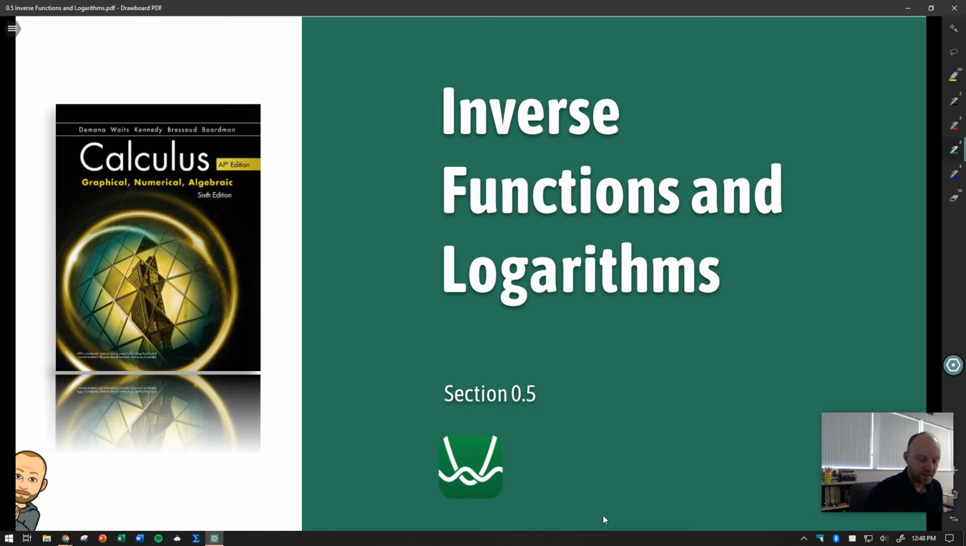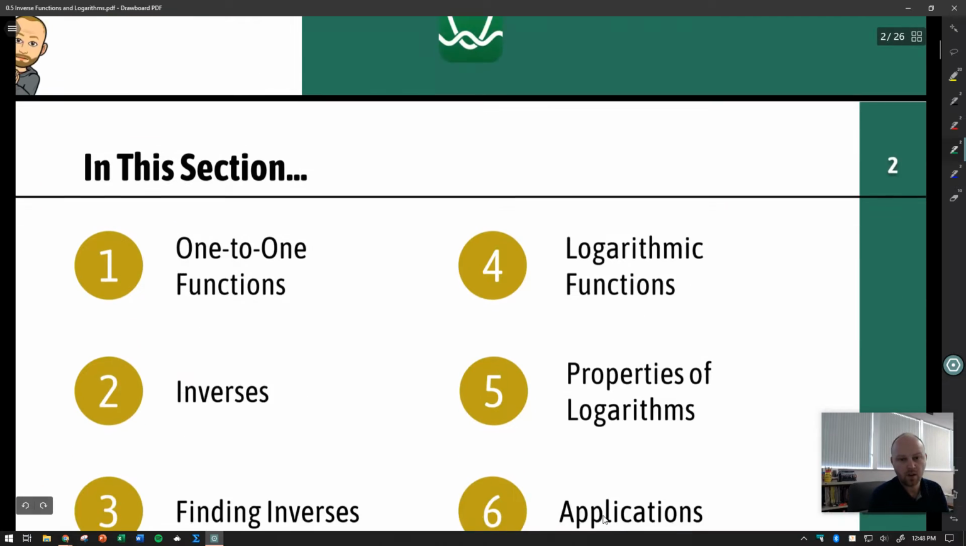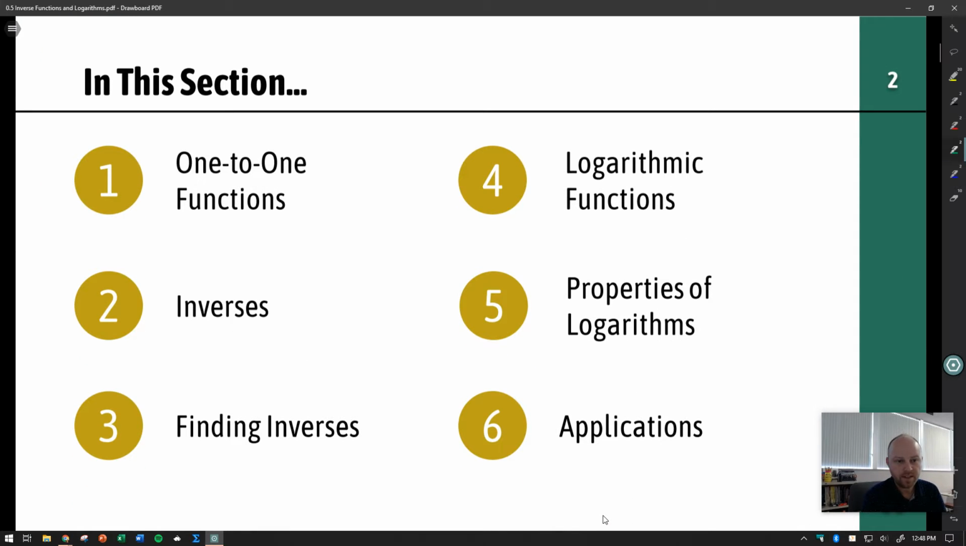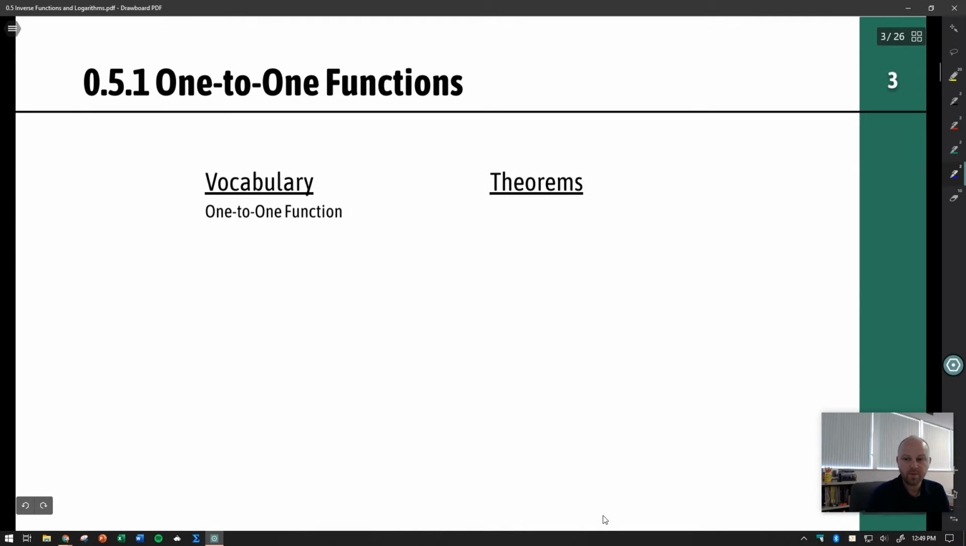All right, we have made it to section 0.5. This one's on inverse functions and logarithms. So in this section and set of videos, we will learn about one-to-one functions, inverses, how to find inverses, logarithmic functions, properties of logs, and their applications. So we begin in this video with 0.5.1 and one-to-one functions.